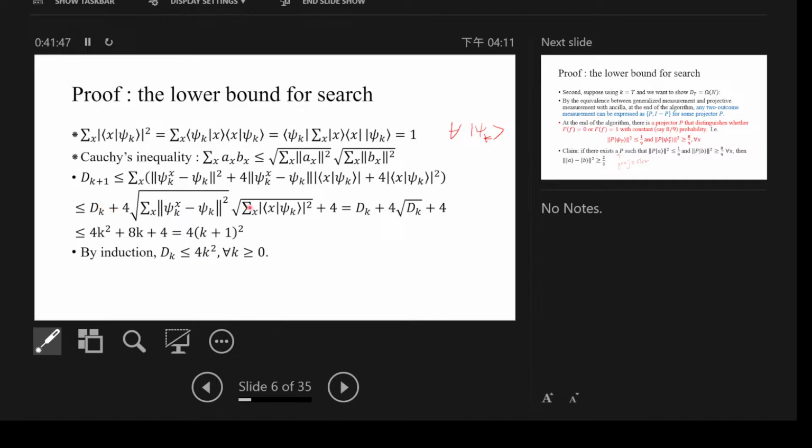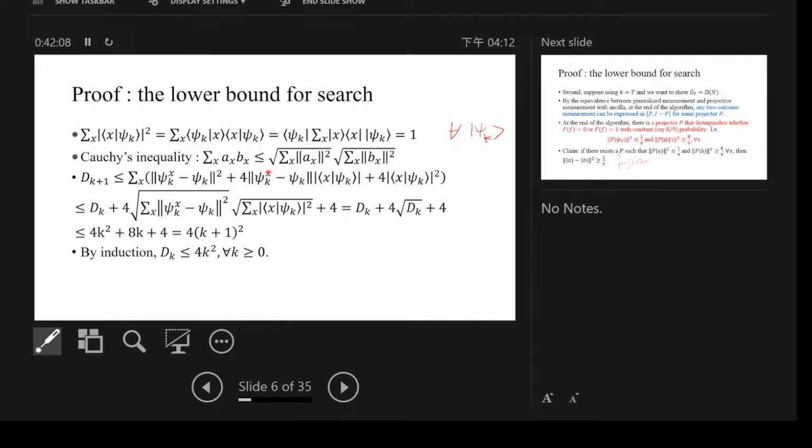And then in the middle term, we want to break into a d_k term and the other term. The other term we already bounded. The sum over x just becomes 1, and times 4, this is 4. And the middle term we break with Cauchy-Schwarz.